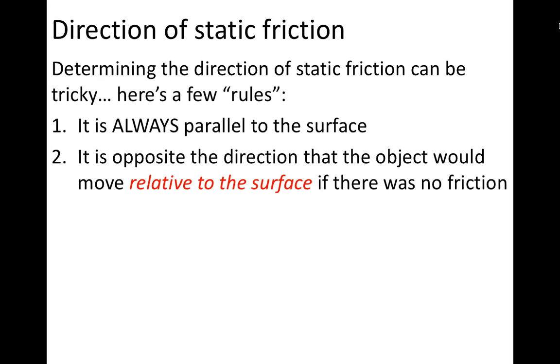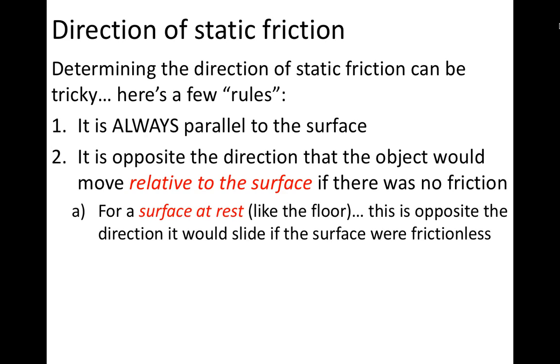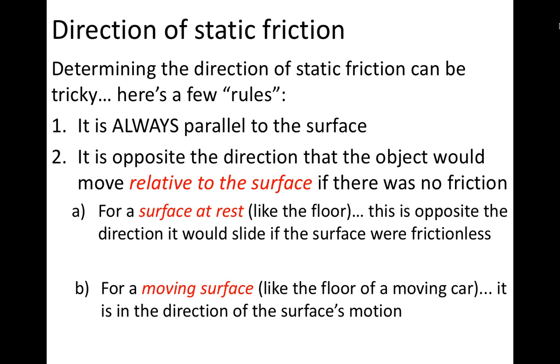So there's two basic situations where you might have to decide which way it is. The first is if you have a surface that's at rest, like an object on a floor. And this is a little bit easier because it's opposite the direction that it would slide if the surface was frictionless. The difficult one comes when we have a moving surface, like the floor of a moving car. Here, the force of static friction acts in the direction of the surface's motion.